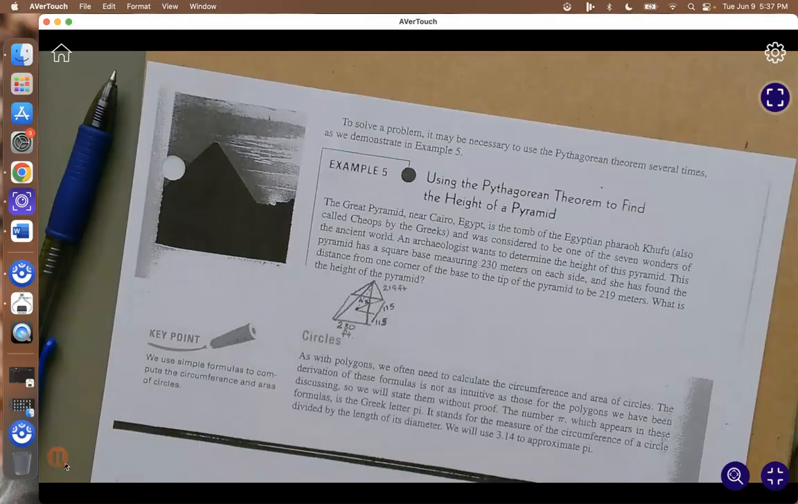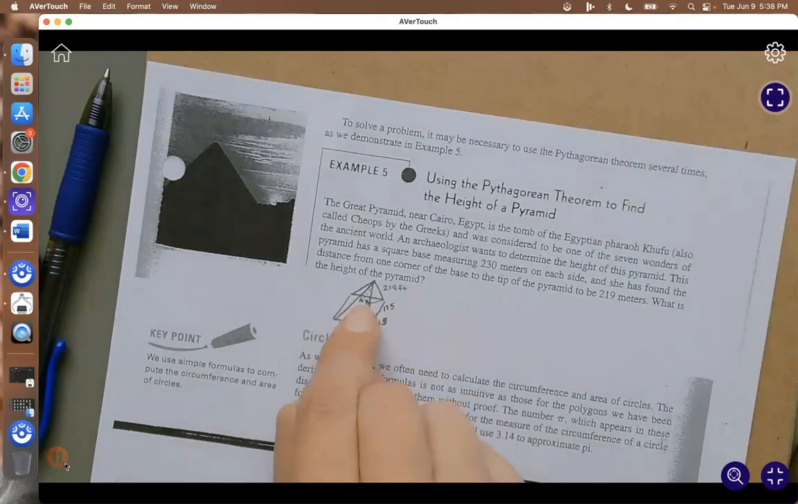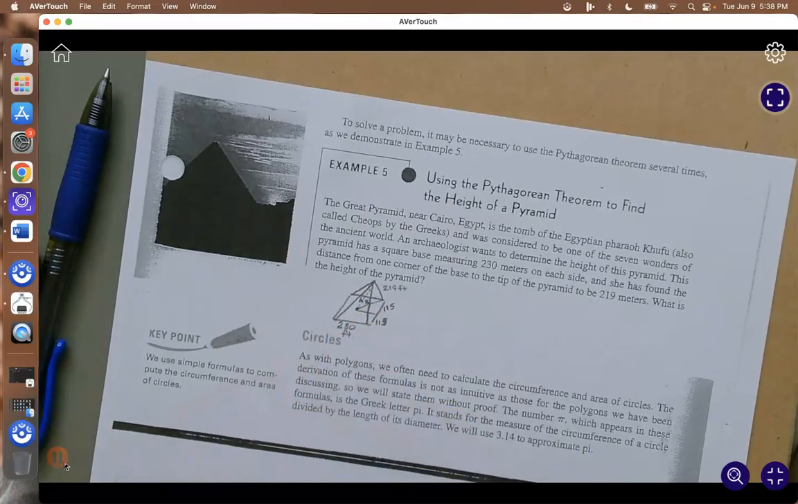All right, let's look at this pyramid. I'm not great at drawing pyramids, but here's my pyramid. This is a line drawing down from the top to the center, which is your height, and then the distance out to the middle and to this corner. So this creates a right triangle. Okay, and I've labeled that hypotenuse X. Okay, now it says the Great Pyramid near Cairo, Egypt is the tomb of the Egyptian pharaoh Khufu, also called Cheops by the Greeks.